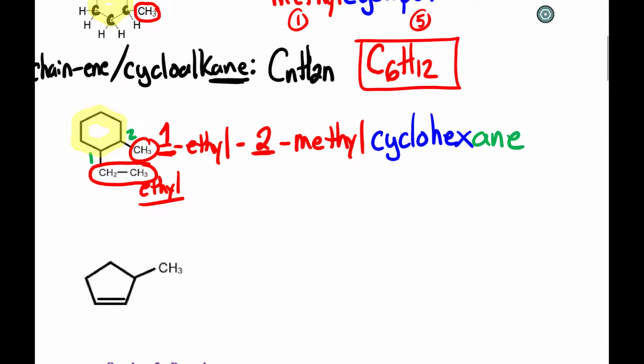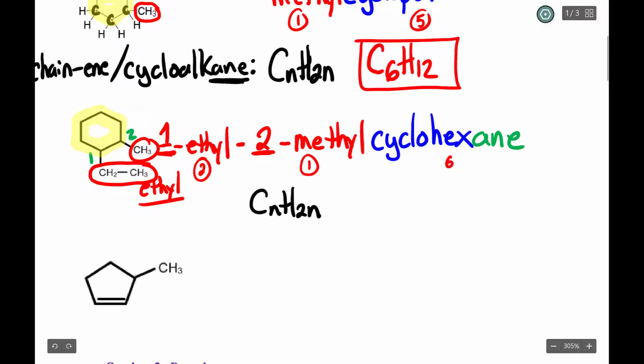Okay, the next thing we're going to do is write out the generic formula. So it's CnH2n. Let's count up the number of carbons. An ethyl group has 2 carbons, a methyl group has 1 carbon, and a hex group has 6. So that's a total of 9. So this would be C9H2 times 9, which is 18.